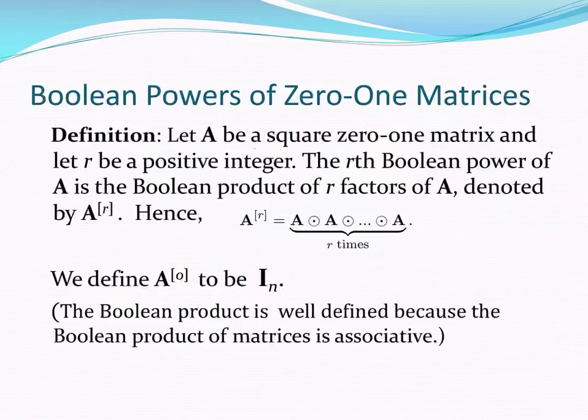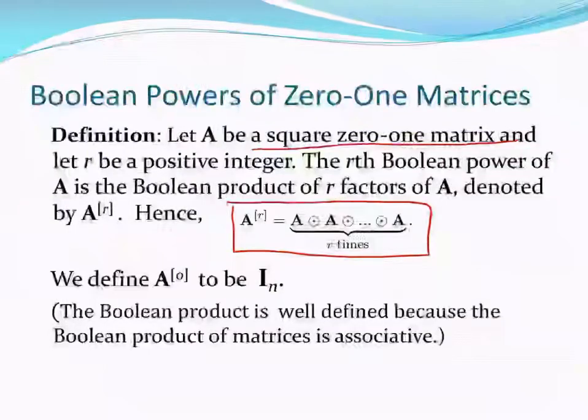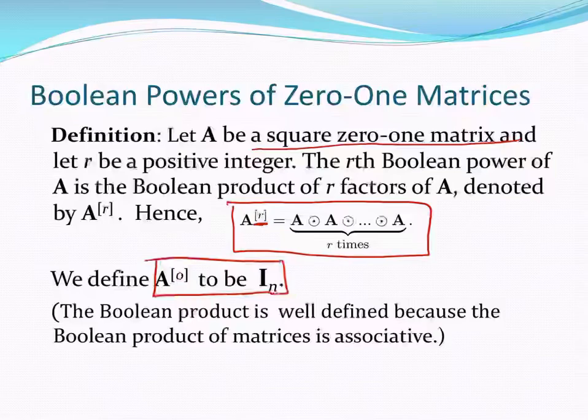And for square 0-1 matrices, we continue to have the concept of Boolean powers. So we had powers of square matrices for regular matrices. For Boolean matrices, we have Boolean powers, and we delineate that by having this exponent with brackets around it. We also define the zeroth Boolean power of any square matrix to be the identity matrix of the same dimension.